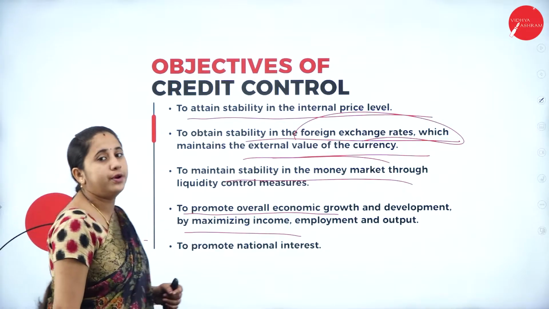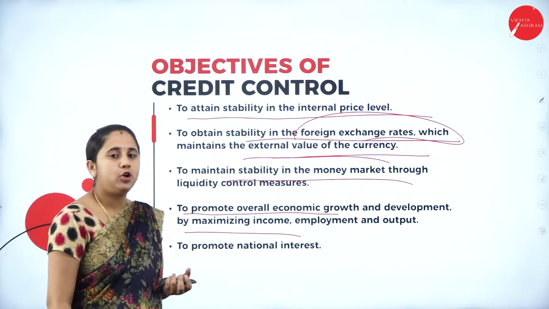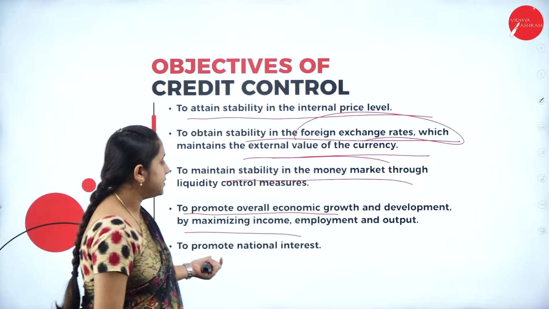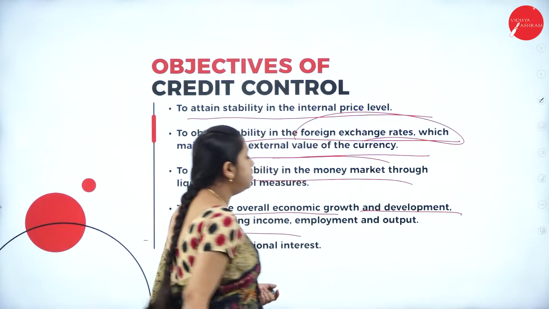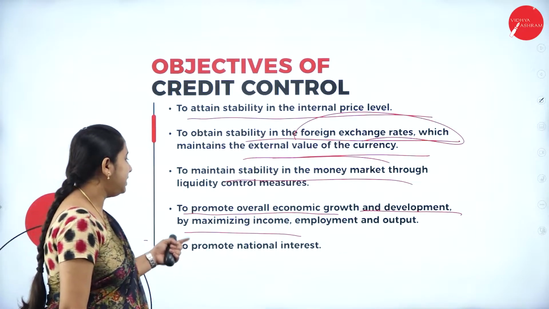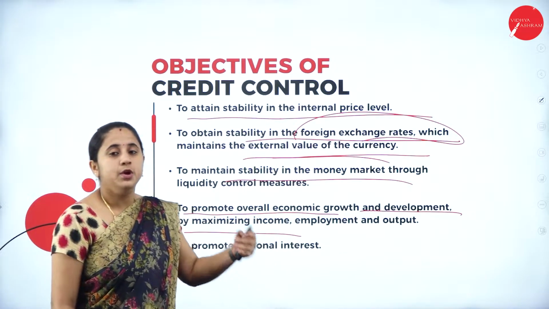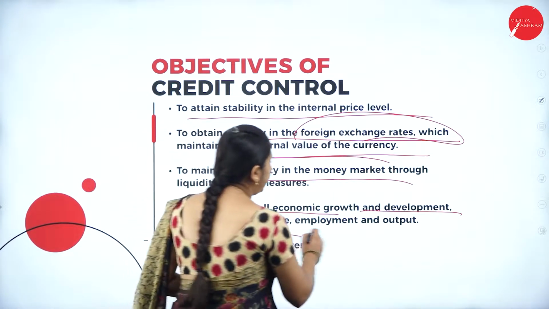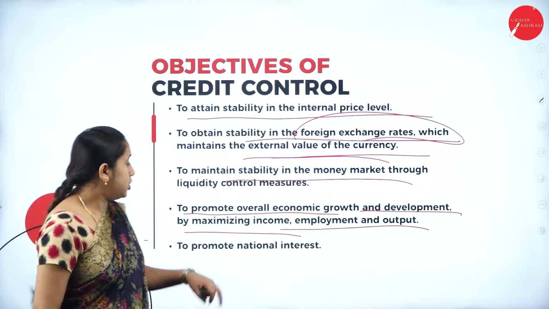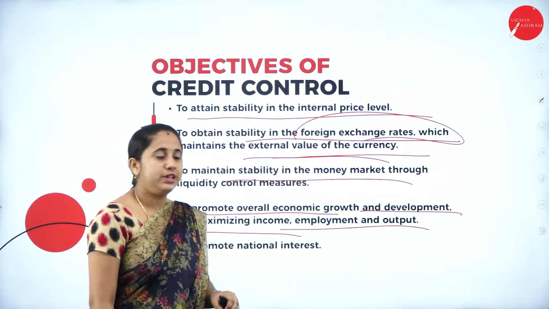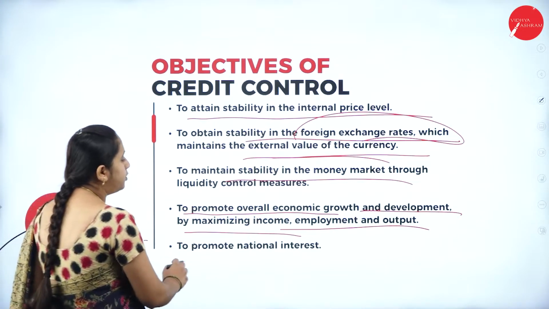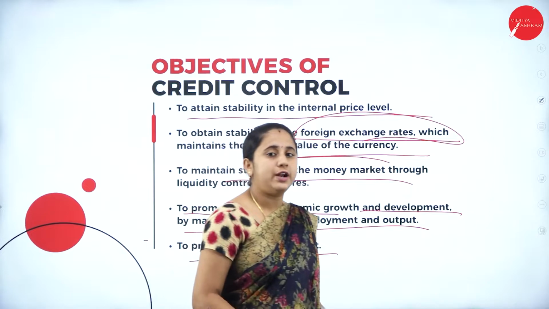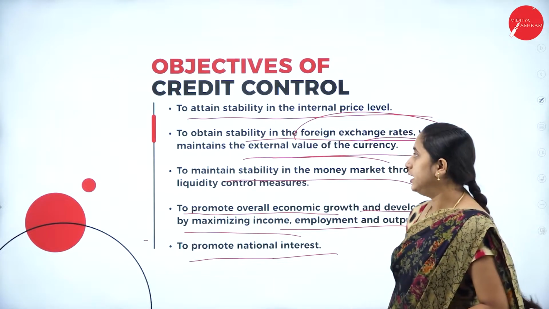To promote overall economic growth. So the main objective of RBI is economic growth and price stability as well as development. So in order to develop the Indian economy by maximizing income, that is individual income, then employment opportunity and final output, for this purpose they control the credit. Last one, to promote national interest. To promote national interest, they control credit in the Indian economy.